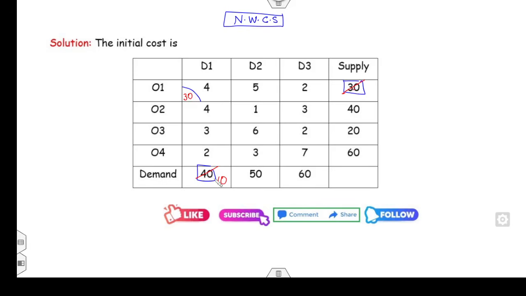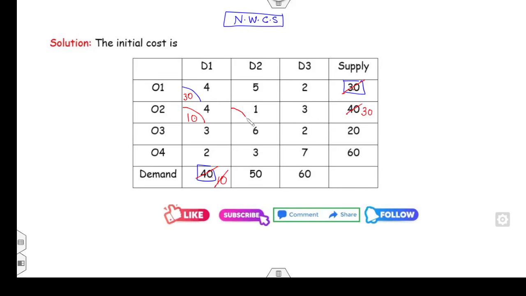Find the minimum of these two elements. The number is 10. Now there is no supply, so you can leave the first row. Now look at the second value. Minimum of 10 and 40. The minimum is my 10, so this number is cancelled and the remaining is my 30. Now you can see the column is over.